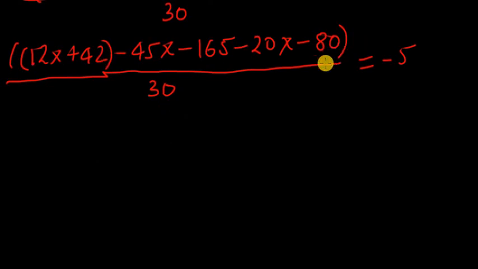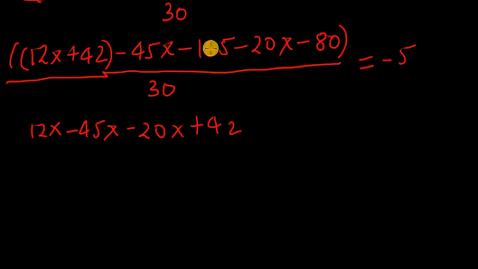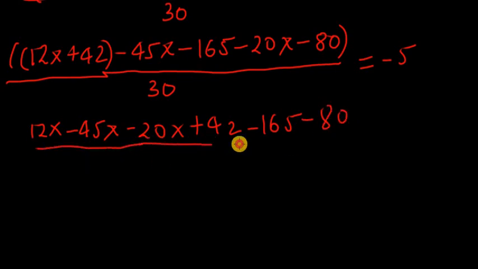Now we have to simplify all of them. How can we do the simplification? We have to simplify the x terms and simplify the constants. So let's arrange it that way. 12x, here is an x term, here is another x term, minus 45x, and here is also an x term, minus 20x. Now let's bring the constants in: plus 42, minus 165, and minus 80, all divided by 30, equals minus 5.